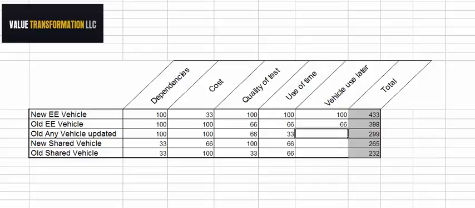Old any vehicle updated. At some point, these vehicles are pretty worn and unable to go any further, so the use of vehicle later would steadily drop, and especially if it's not been in the hands of some department that has cared for it. New shared vehicle use later is 100 points as well, and old shared vehicle is going to be the same as old EE vehicle. Actually worse, because now we're talking about two things. We're talking about the depreciation of the vehicle and what has been altered by those who have used the vehicle. So actually this is not 100 either, it's probably like 66.